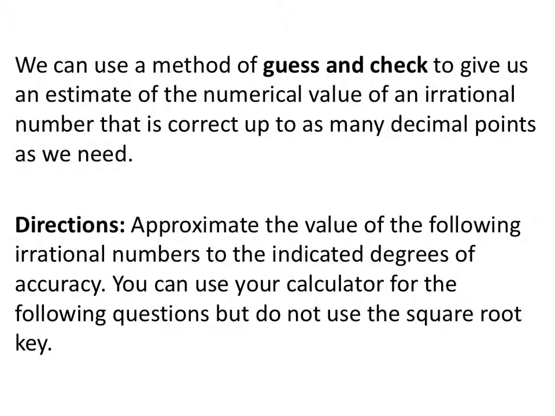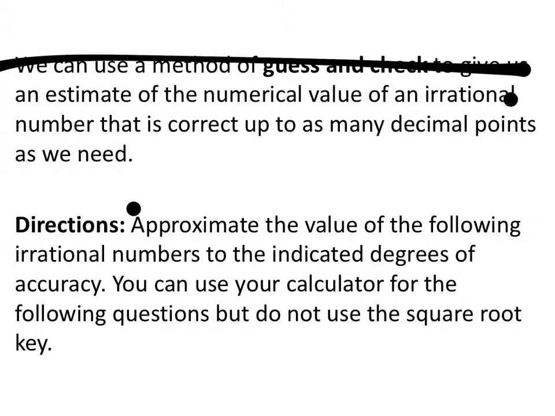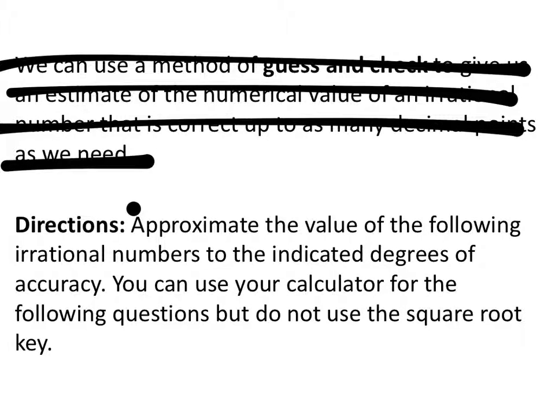We can use the method of guess and check to give us an estimate of the numerical value of an irrational number that is correct up to as many decimal places as we need. That is good to know, except actually, it's not good to know. So we don't want to use the guess and check method. The method we are using is the calculator method, which we like.